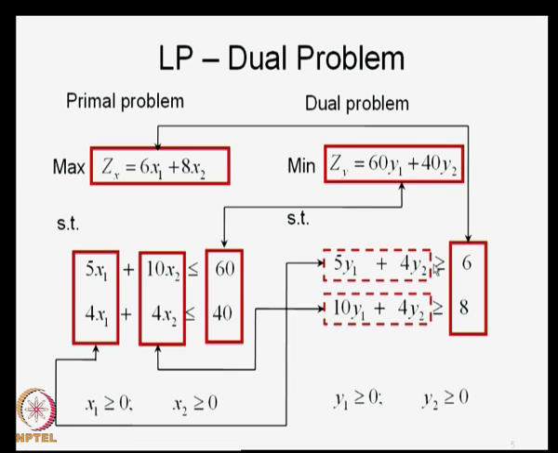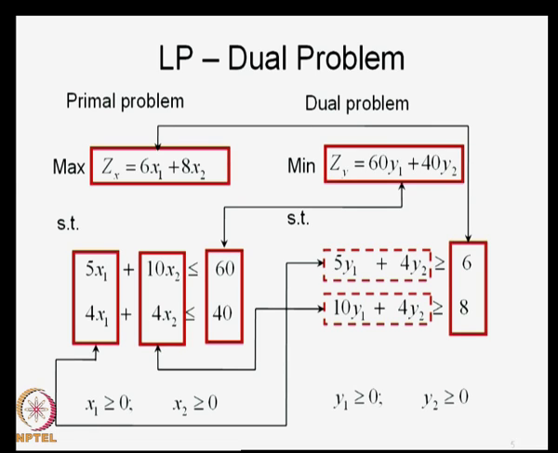and y 1 greater than or equal to 0, y 2 greater than or equal to 0 in this particular case, because both these constraints are less than or equal to. I will come to that later. So, this is how we write the dual problem for a primal problem. It also does not matter which you call primal and which you call dual, because the dual of a dual is in fact a primal problem, which we will see presently.